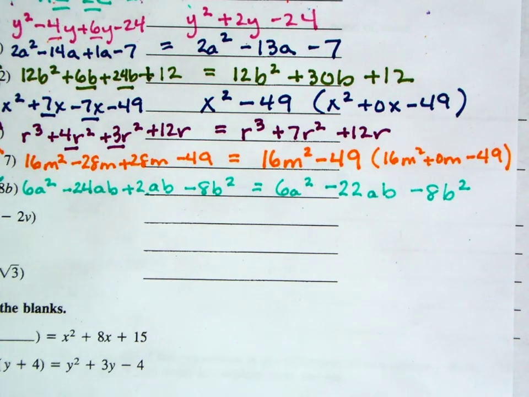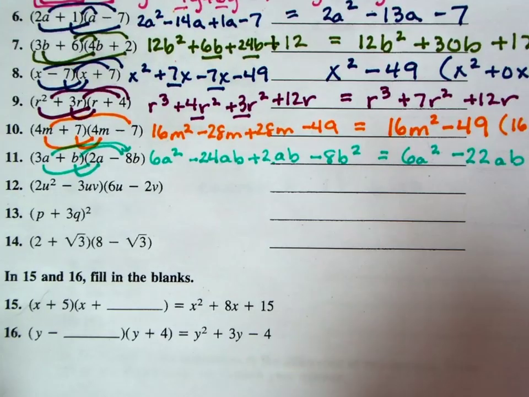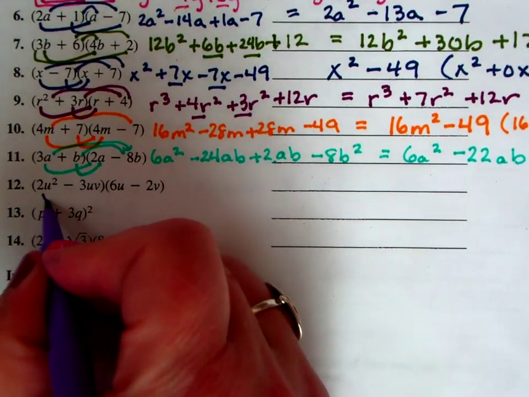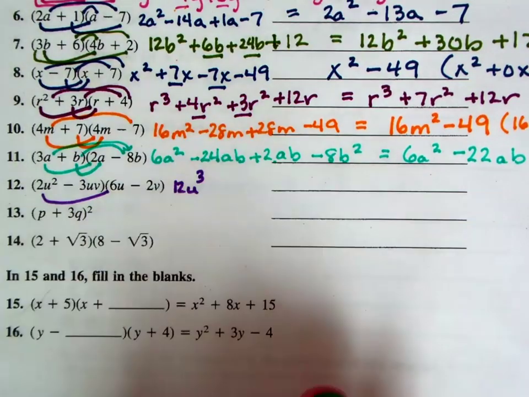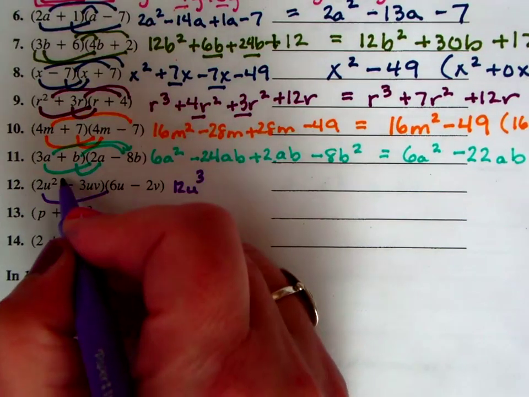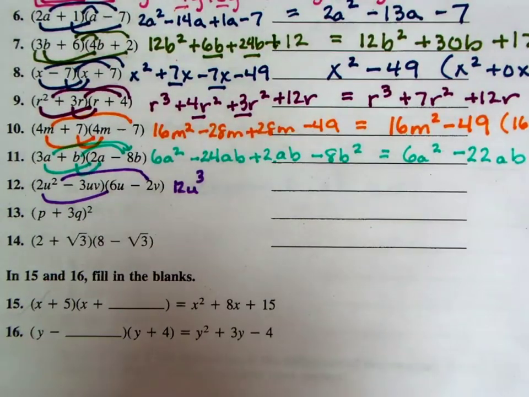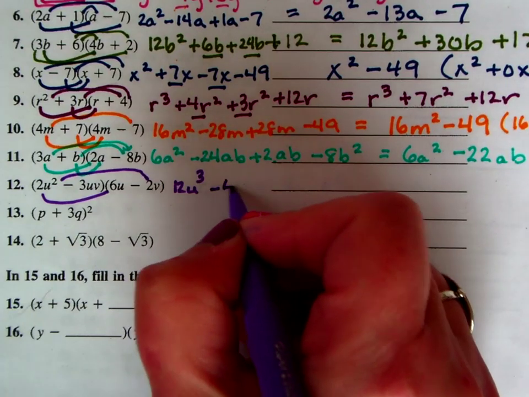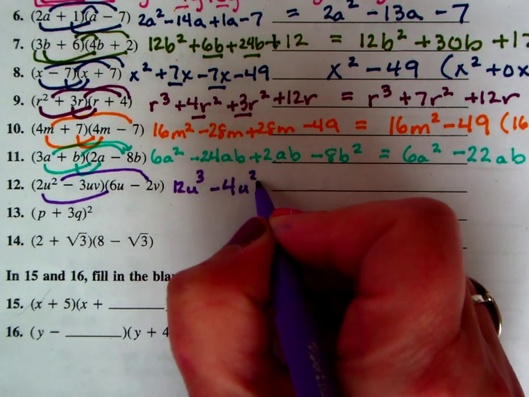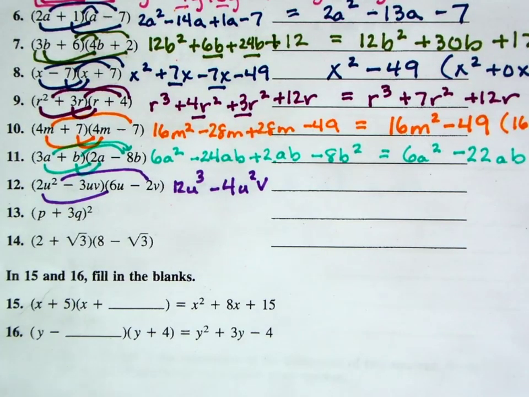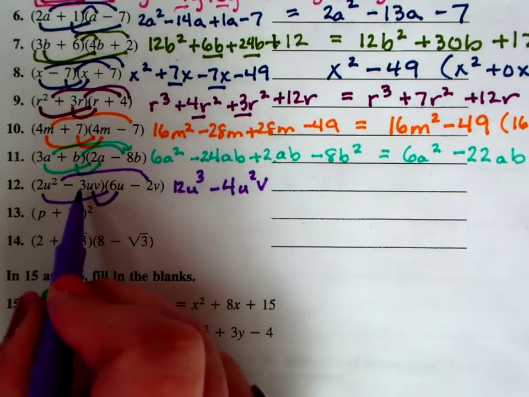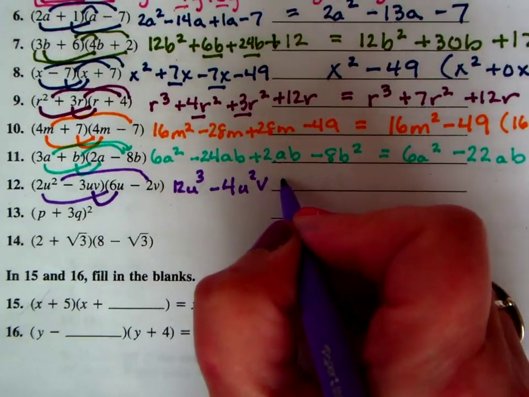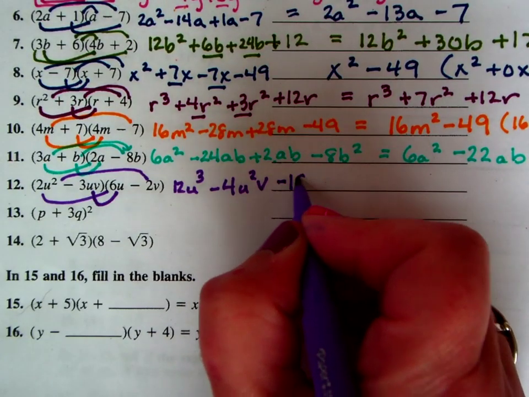Okay, last two problems that were options if you chose them. So 2u squared times that 6u is 12u to the third power. Then outer is 2u squared times the negative 2v, which would be minus 4. And I'm just going to write it in the order of u squared v, just to keep everything consistent. When I do the inner, negative 3 times 6 is minus 18.